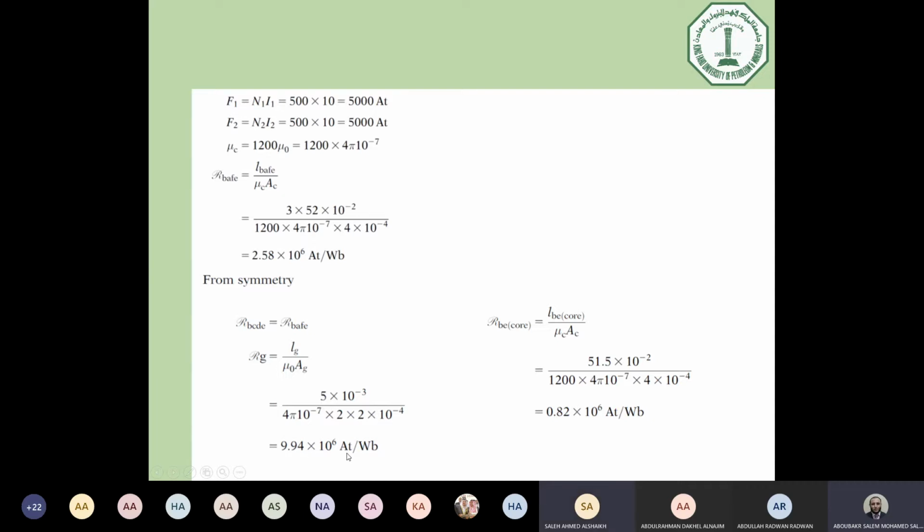The area is 2 or 4? It is written 2. Oh, okay. 2 by 2. 2 by 2.